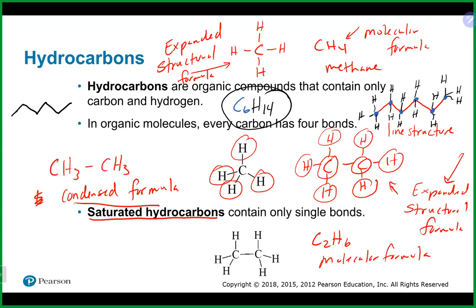Everything that I drew, all these things, are still saturated hydrocarbons. Basically, a saturated hydrocarbon is something that has all single bonds. And because they have single bonds, you have the maximum number of hydrogens that you can possibly get. So all these guys have single bonds, no double bonds or triple bonds, and that will get you your saturated hydrocarbon.